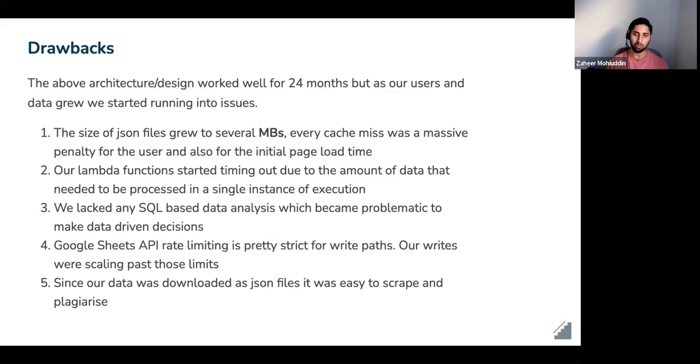The other issues we had were that the Lambda functions I mentioned, which pull data from the Google Sheets and put it into S3, were starting to time out because there was so much data that needed to be processed. It also became hard to do analysis. It was easy in the early days. There wasn't that much data in the Google Sheets, so we could create charts and everything right off the bat. But at some point, Google Sheets itself would slow to a crawl.